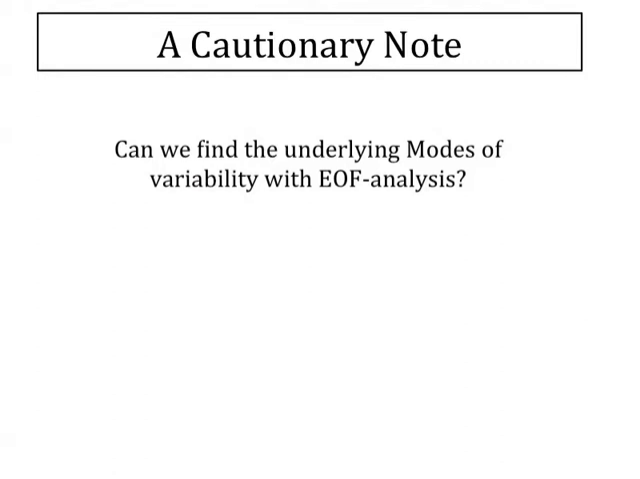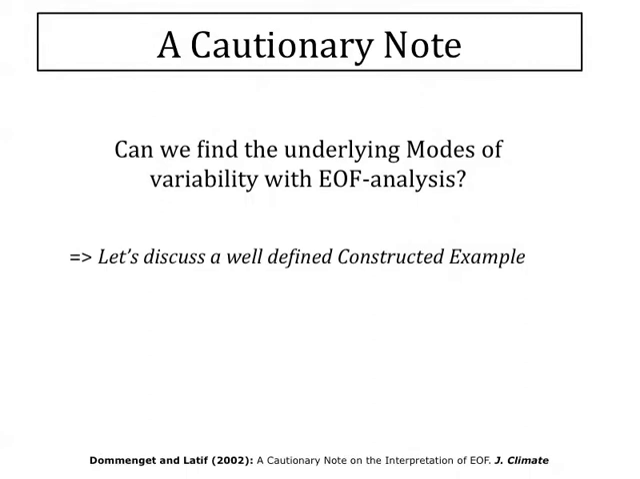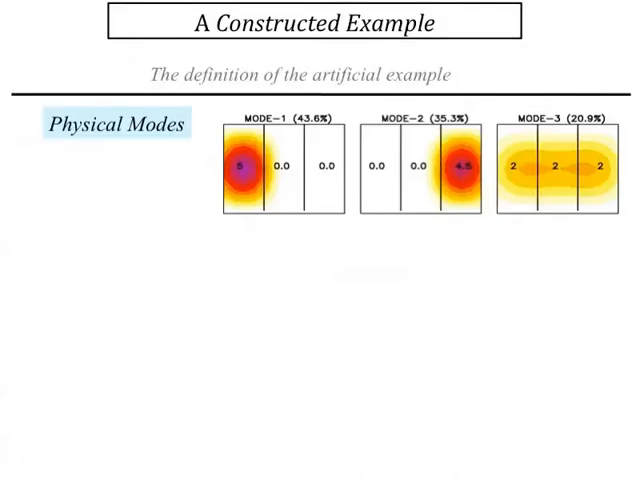So this is a kind of a statement that you often read from those people that write statistics books, but somehow seems to be ignored by those people that are applying it. So I give you a cautionary note. I give you an example that I constructed basically, and then you see what the difficulties are in interpreting these patterns. So the question is, how can we find the underlying modes of variability with EOF analysis? EOF analysis is a very powerful tool, but how do we actually find the underlying interesting structures?